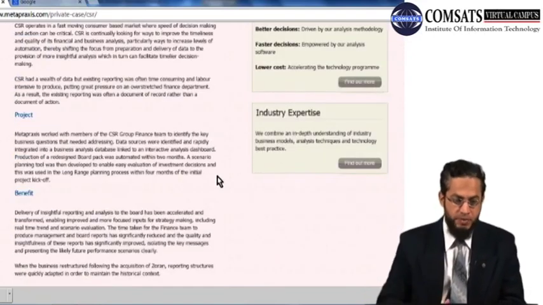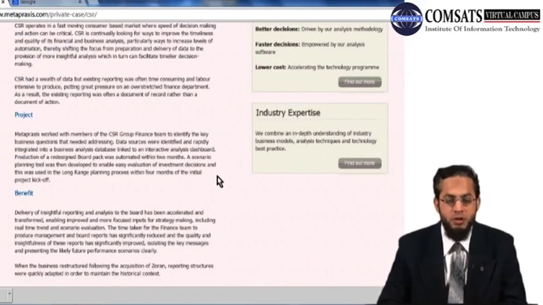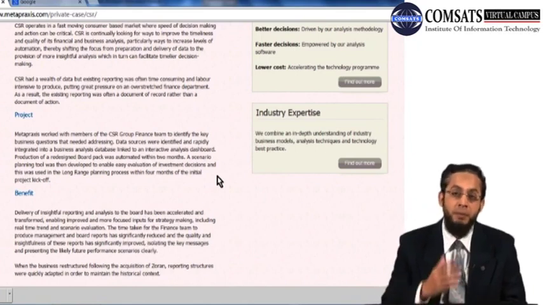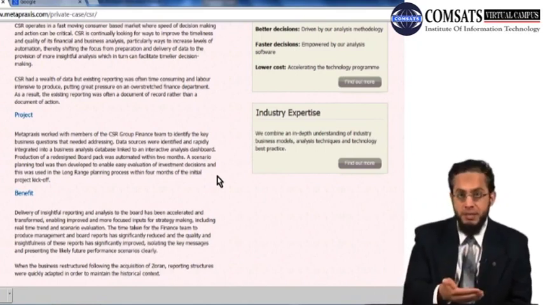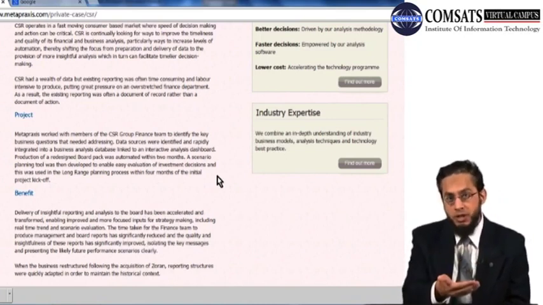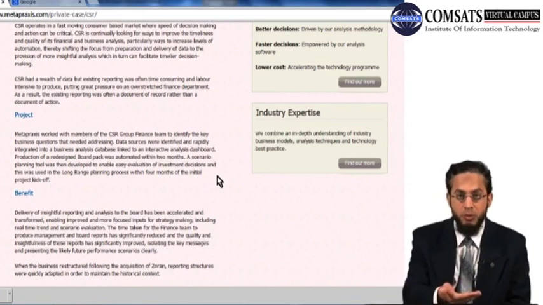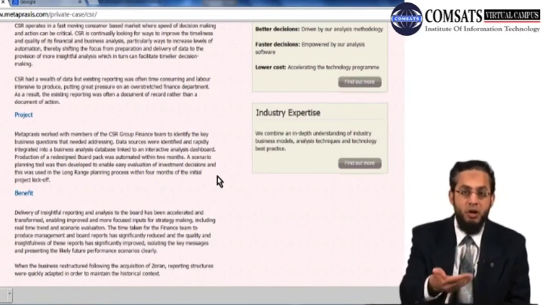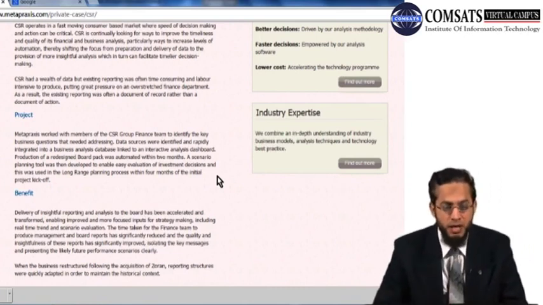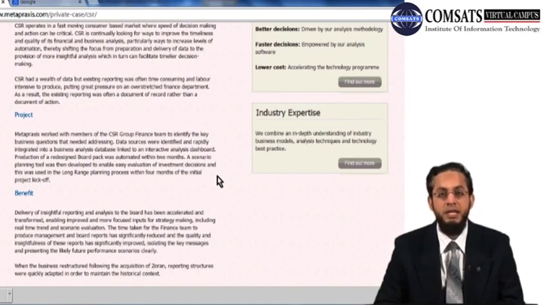The Matter Practices work with members of the CSR group finance team to identify the key business questions that needed addressing. Now here the company, Matter Practices, they are telling about themselves how they went out and solved that business problem for the company called CSR. Data sources were identified and rapidly integrated into a business analysis database linked to an interactive analysis dashboard.